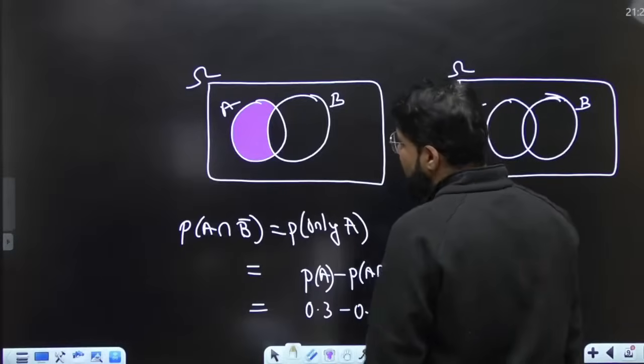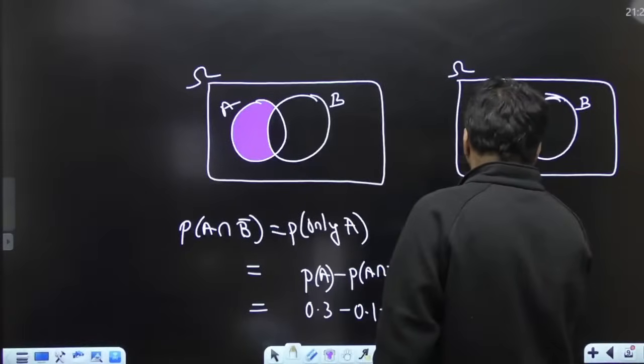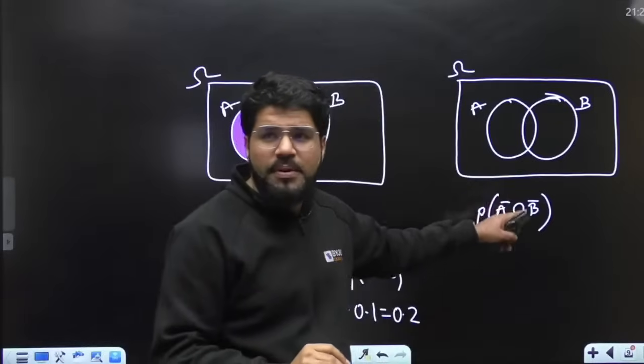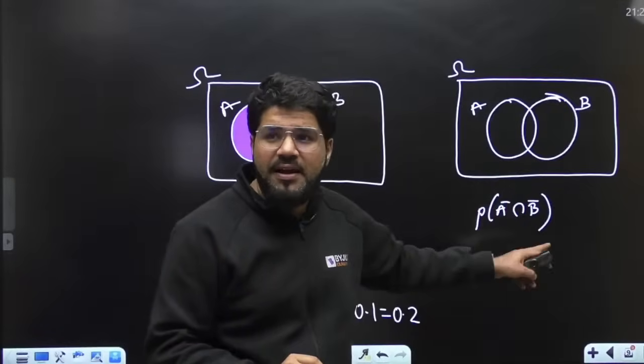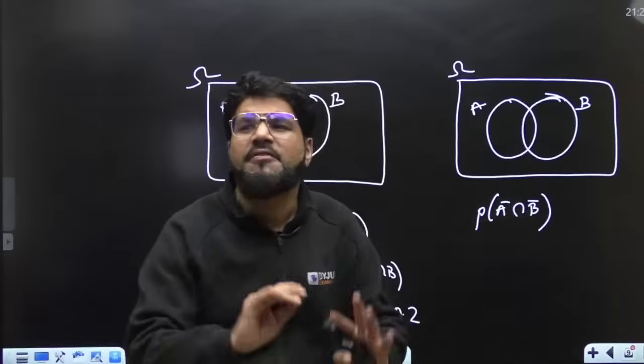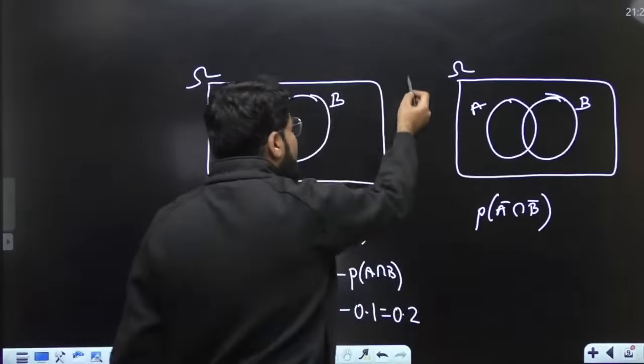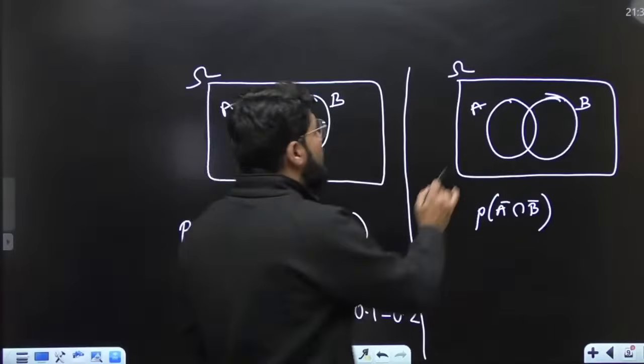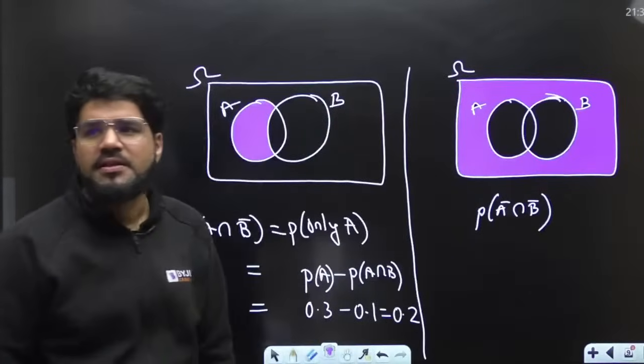OK, A bar intersection B bar. A bar: A should not happen, B bar: B should not happen. Intersection means and. So A should not happen and B should not happen. Definitely you can expect this level for EC as well as EE both. Both should not happen. So what should happen?